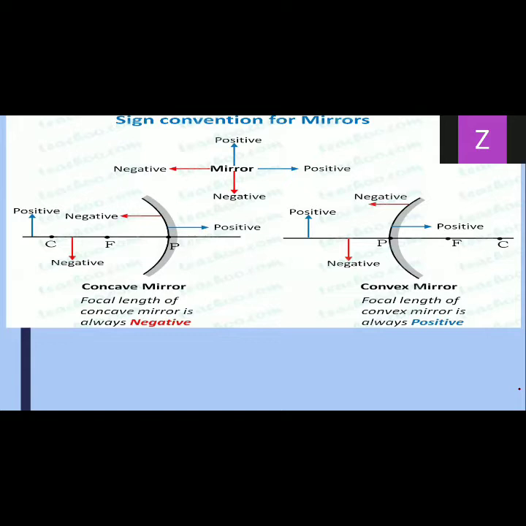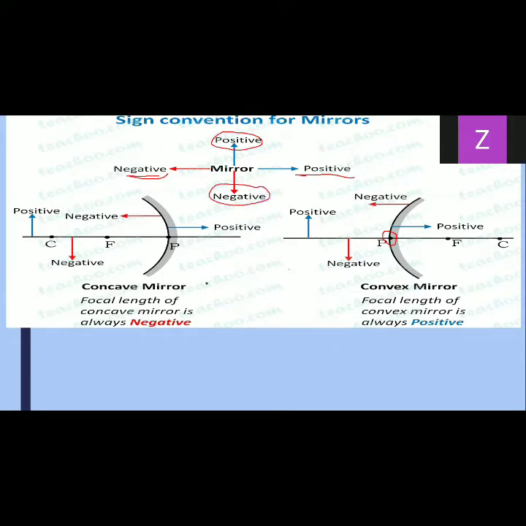All in all, there are 6 points or 5 points, again, depending on how many points you are considering. We know that the object should always be kept on the left side of the mirror. We know the distances we measure from the pole of the mirror. If we go to the left side, the values are negative. If we go to the right side, the values are positive. If we go upward, the values are positive. If you go downward, the values are negative.